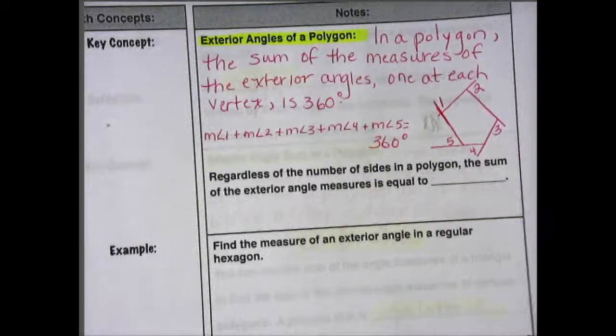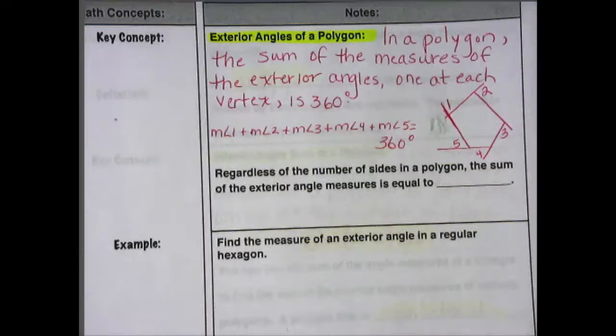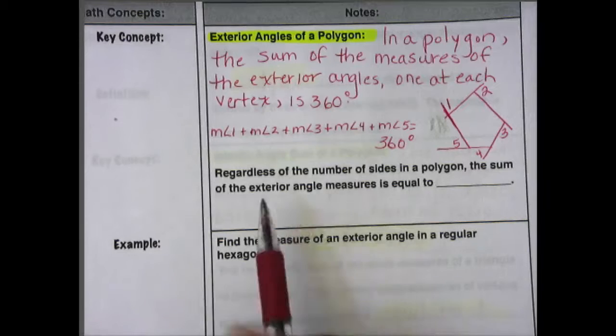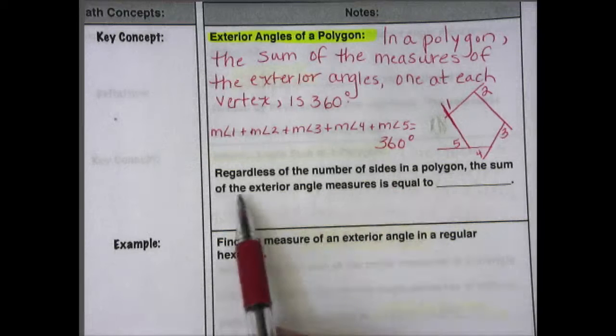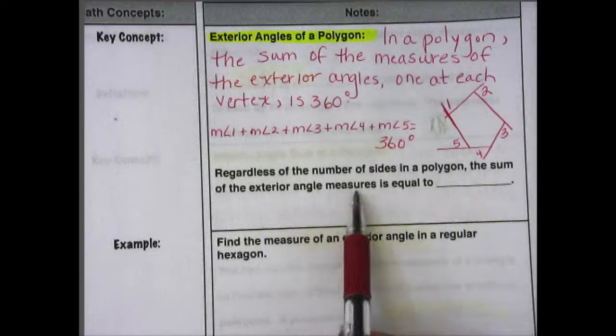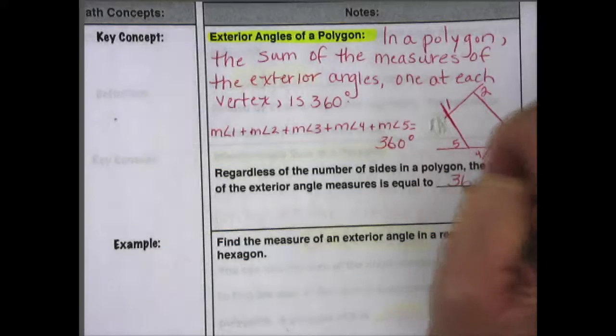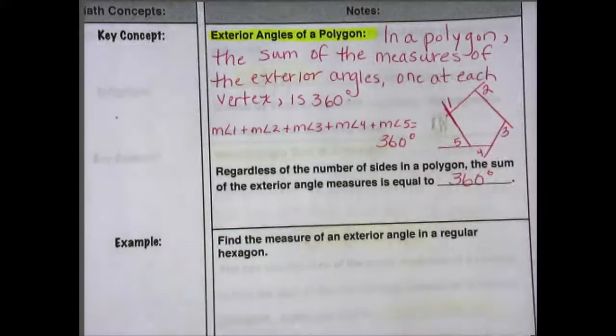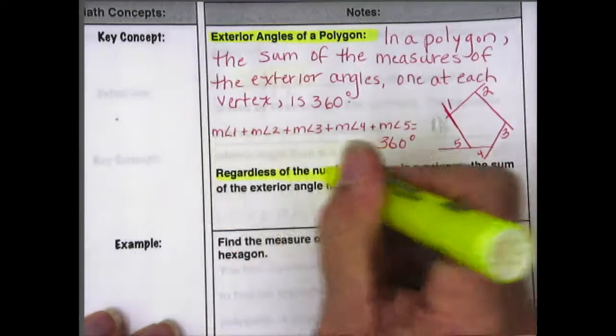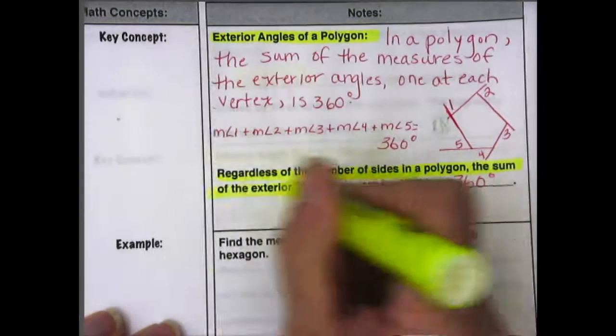If this had been a 6-sided figure with 6 exterior angles, it still would have equaled 360 degrees. A 3-sided figure with 3 exterior angles, 360 degrees. So regardless of the number of sides in a polygon, the sum of the exterior angle measures is equal to 360 degrees. Doesn't matter how many sides, it's always the case. So there's no work to do.